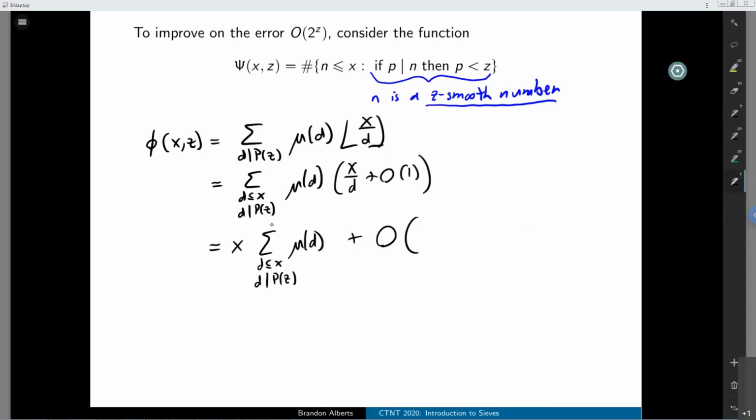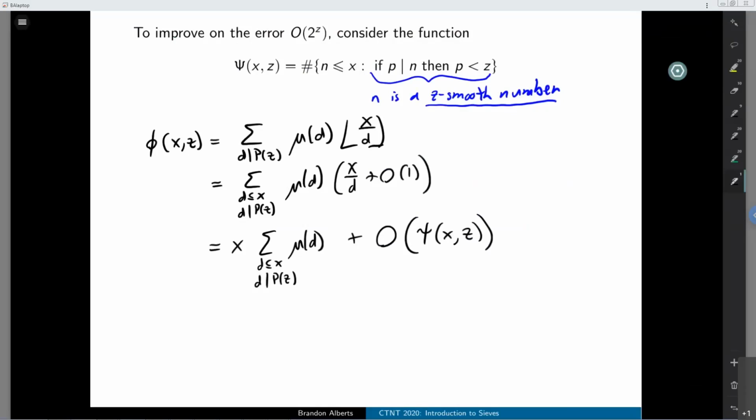So we could write that error term is at most the size of this set of z-smooth numbers less than or equal to x. This is a bit of a different expression, and the hope is that we could show that this error term is a little bit better than exponential in z. And in fact, we can.